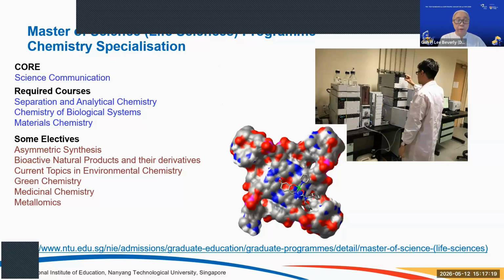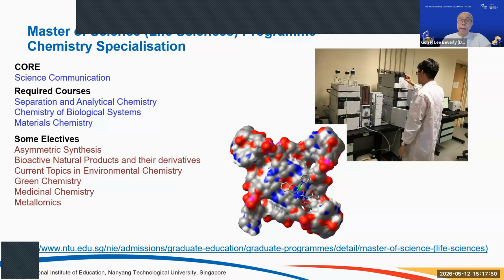And then apart from that, each specialization has 3 required courses. So it's like a specialization course unique to your specialization, right? So these are the 3 for the chemistry specialization: separation and analytical chemistry, chemistry of biological systems, as well as materials chemistry. So these are the 3 required courses that you must do if you are in the chemistry specialization.